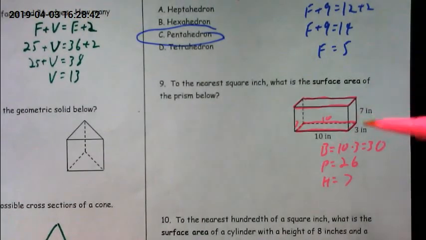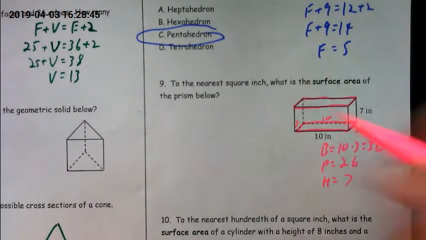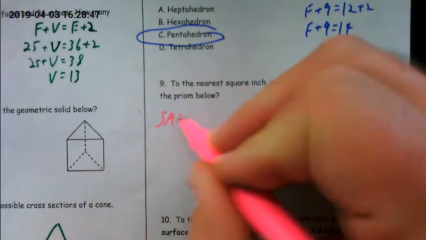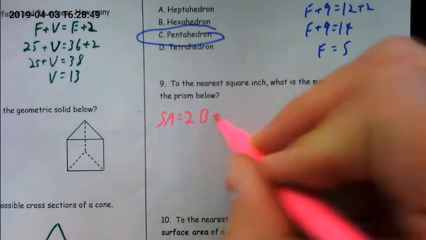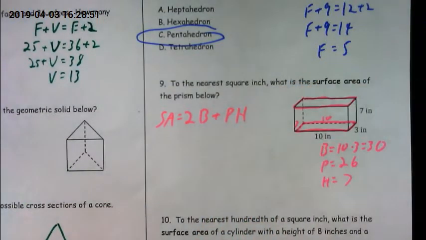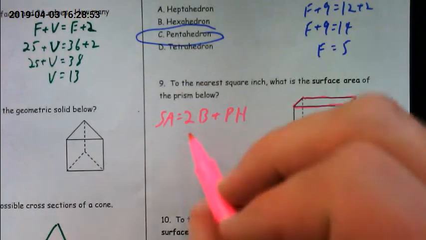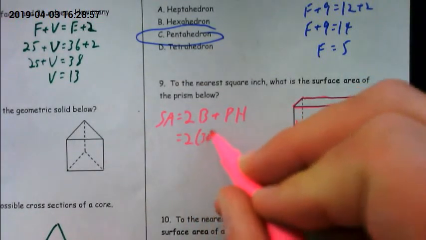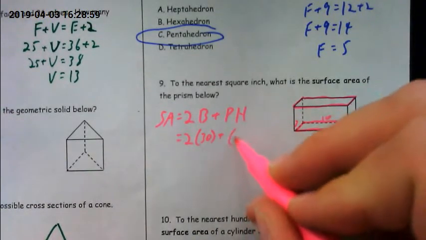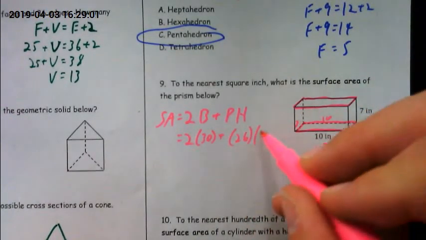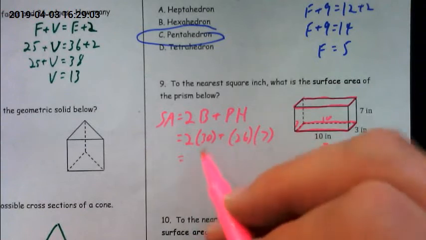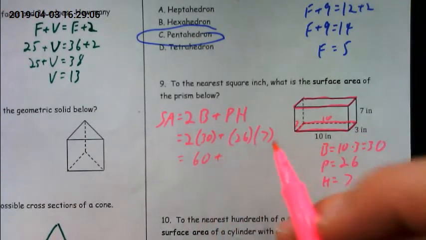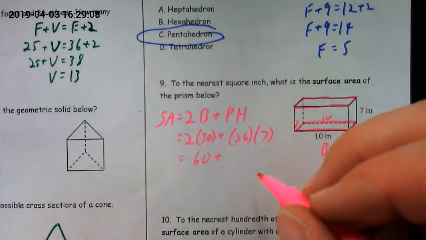Our formula for surface area of a rectangular prism: surface area equals 2 times base area plus perimeter of the base times the height of the solid. So we have 2 times the base area, which was 30. The perimeter was 26. The height is 7. 2 times 30 is 60. 26 times 7.